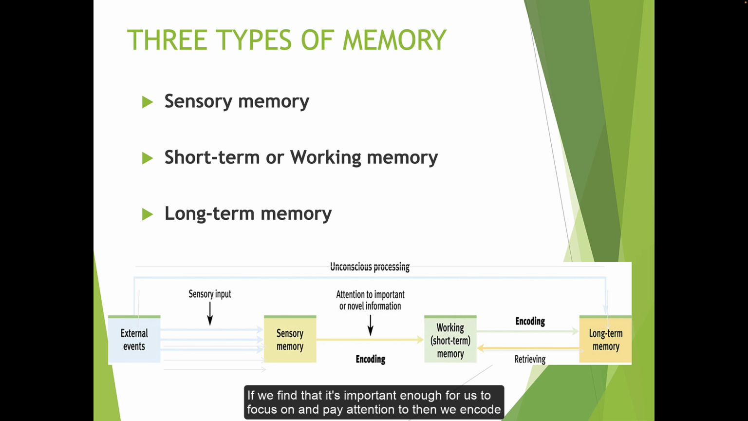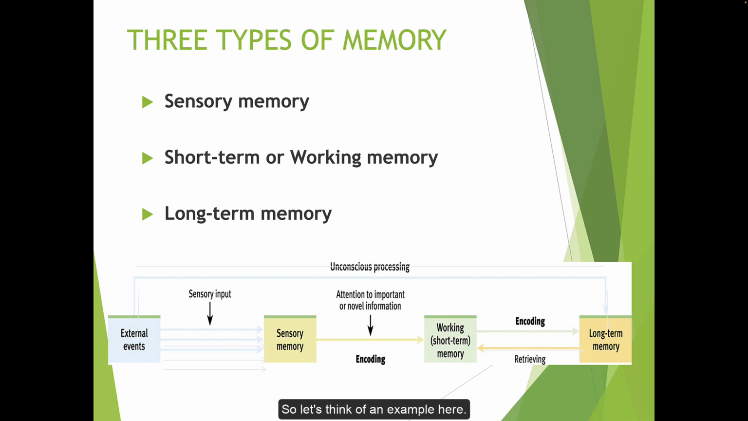If we find that it's important enough for us to focus on and pay attention to, then we encode that information and it goes into working or short-term memory. From there, if we want it to go into long-term memory, then we must encode it, the different types that we talked about, and then it gets stored away long-term. Then we can retrieve it later on for future use if necessary.